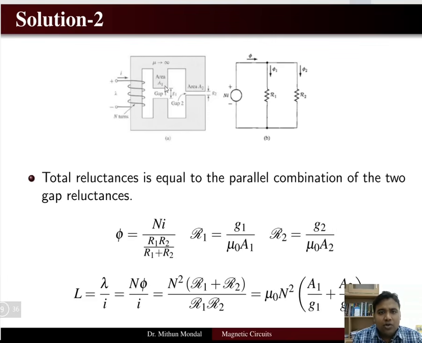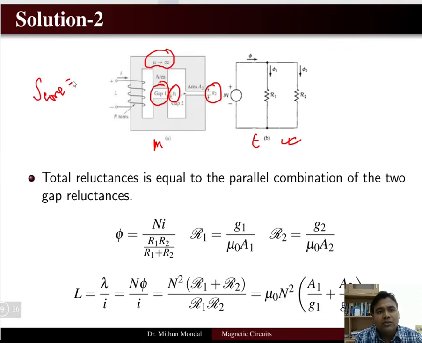Since you have two air gaps, gap 1 and gap 2, of some lengths g1 and g2, you can draw the electrical equivalent circuit of the magnetic circuit. This is your magnetic circuit and this is your electrical circuit. Since the core has infinite permeability, there is no role of the core because the reluctance of the core will be 0. So we do not need to add the core.